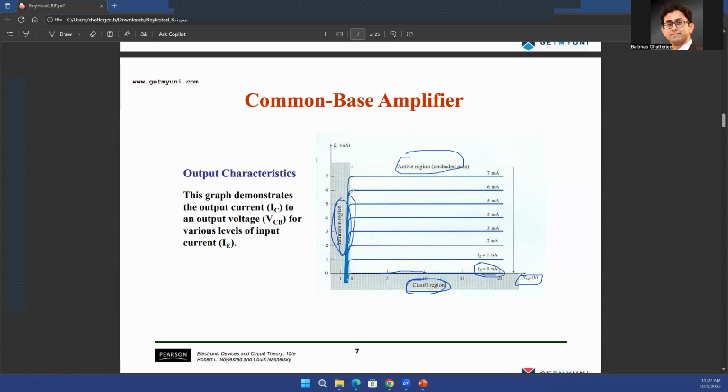This region over here will be called the saturation region for a BJT, and we'll come back to that in the next lecture when we discuss MOSFETs as well. We'll see the physics behind these two regions: the region where the output current changes as a function of the output voltage, and the region where the output current does not change as a function of the output voltage. The application of these two regions will be very different.